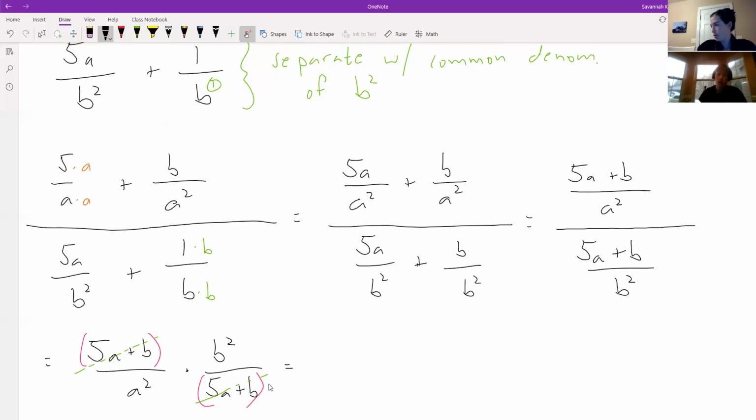Okay, so those cancel. So all we're left with is b squared over a squared. Our little addition problems, thankfully, there was one on top, one on the bottom. They matched each other. They're gone now. And that's all that's left.